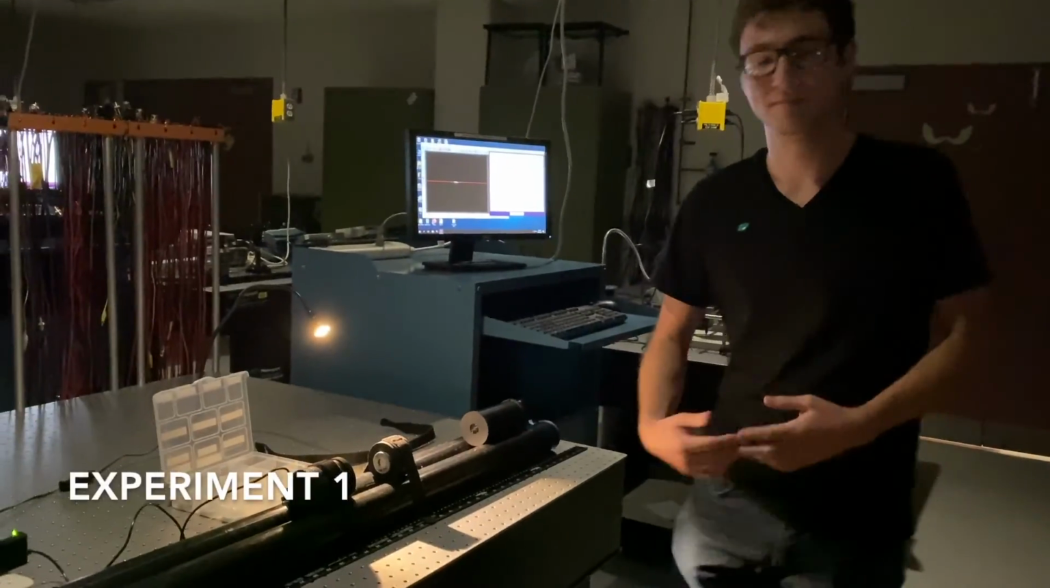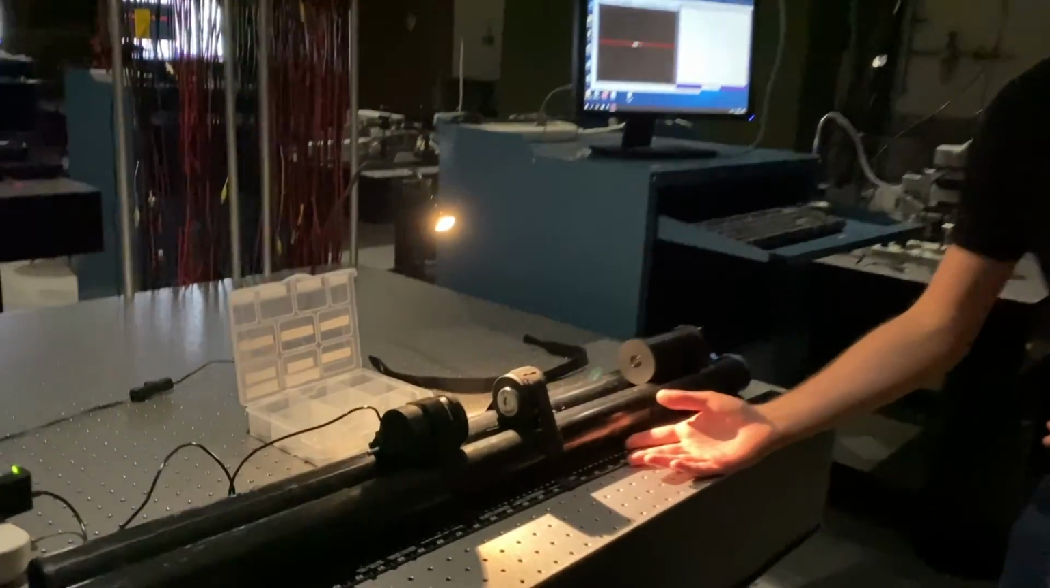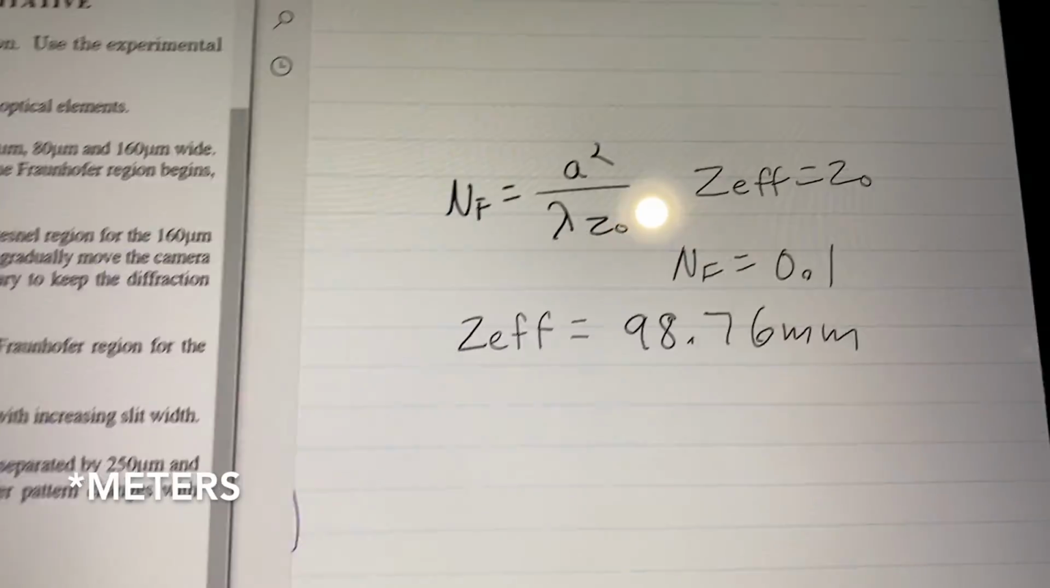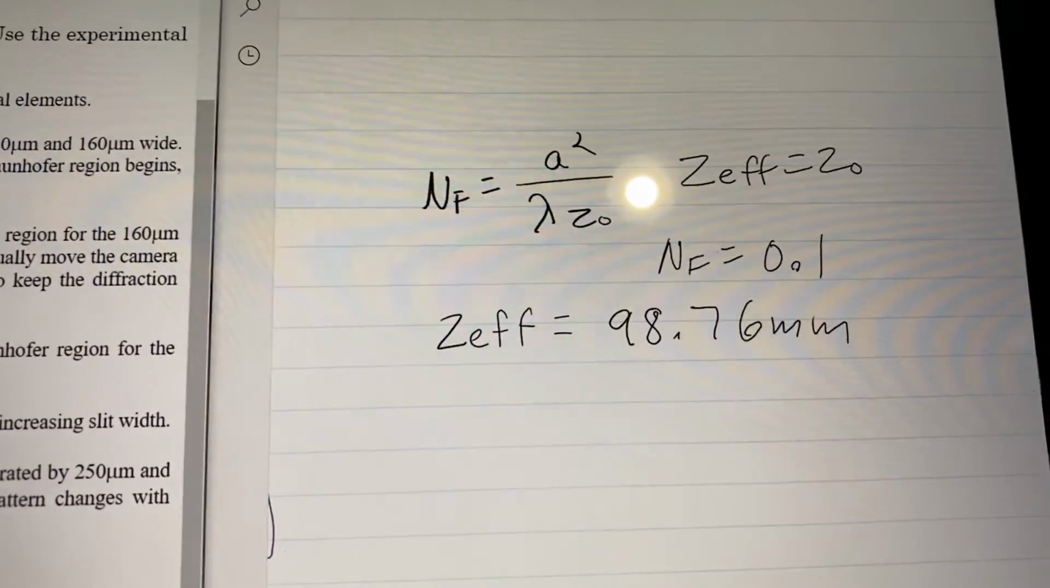Hi, I'm Dominique Galvez, and I'm Mason, and this is Lab 9, Diffraction, under Raphael. We used this setup here for the qualitative diffraction experiment, and we used this aperture size to calculate the Z effective of the system by assuming our Fraunhofer number would be less than 0.1.